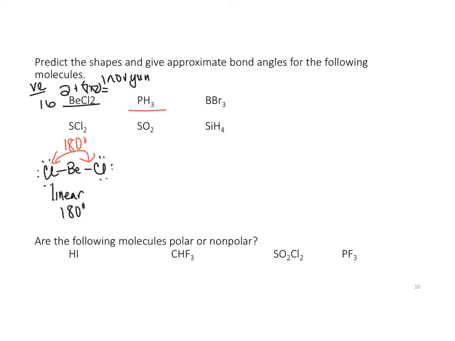Okay, PH3. Well, phosphorus is group 5, and then we have 3 times 1, so that's 9 valence electrons. Phosphorus will be in the center, and so we have those. 1, 2, 3, 4, 5, 6, 7, 8. I think it's 8, isn't it? Yes, 8.